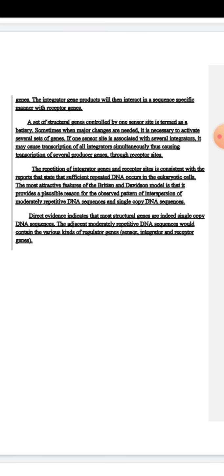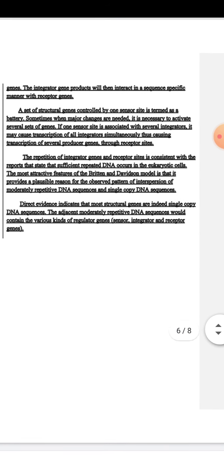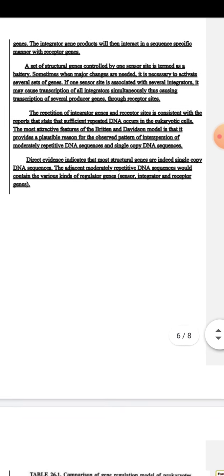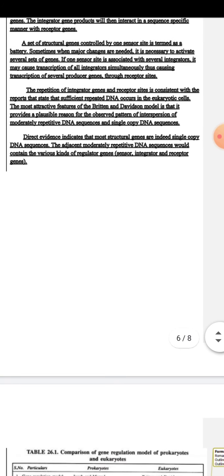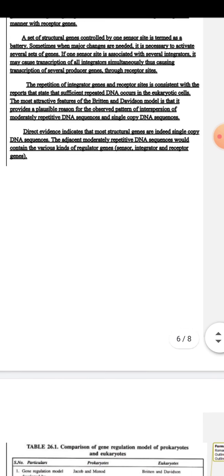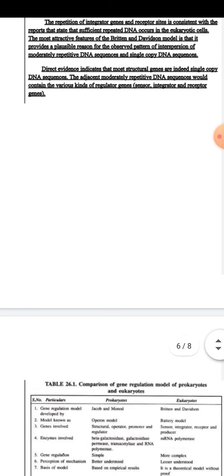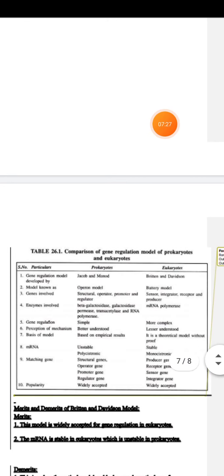The most attractive feature of the Britten and Davidson model is that it provides a plausible reason for the observed pattern of interspersion of moderately repetitive DNA sequences and single copy DNA sequences. Direct evidence indicates that most structural genes are indeed single copy DNA sequences. The adjacent moderately repetitive DNA sequences would contain the various kinds of regulator genes, like the sensor genes, integrator genes, and the receptor genes respectively.